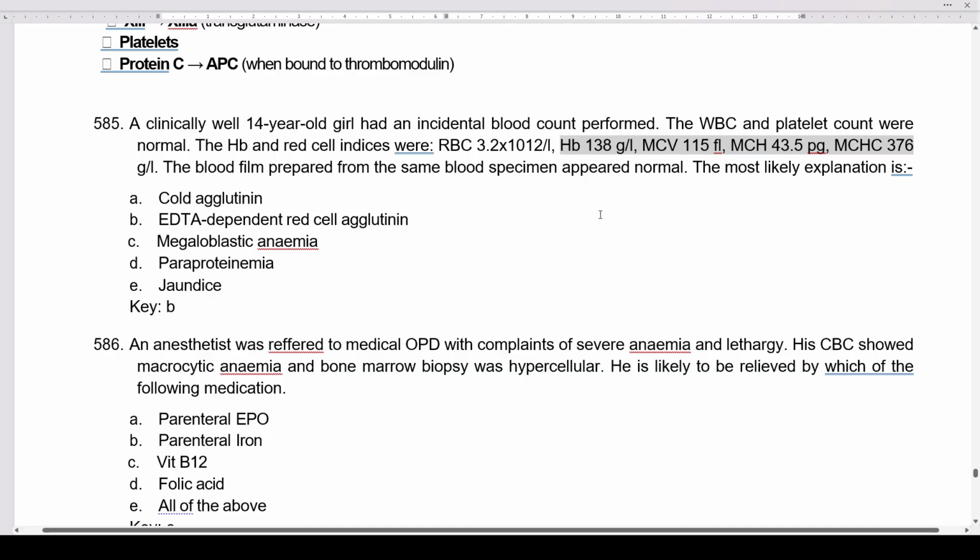The most likely explanation is the EDTA dependent red cell agglutinin. Because of the EDTA, there is agglutination, and the CBC analyzer gave these values. Agglutination can also occur in case of cold agglutinins, when there are IgM antibodies, and in that case we will see agglutination on the peripheral blood smear, and when we warm the sample and repeat making the smear, the agglutination will go. So this is a case of EDTA dependent red cell agglutination.